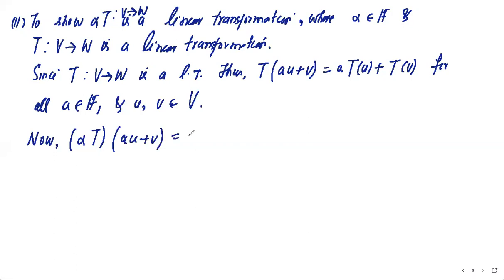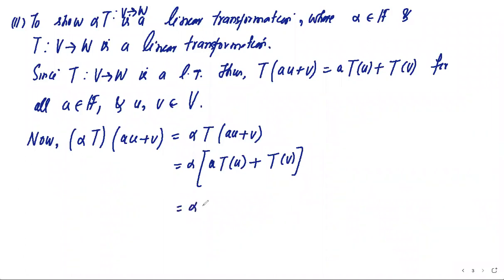Now this is defined as alpha times T of A U plus V. Now T is linear, so this is alpha times A T of U plus T of V. So now multiplying it, this is equal to alpha A T of U plus alpha T of V. So here we are using the distributive property in the vector space W.